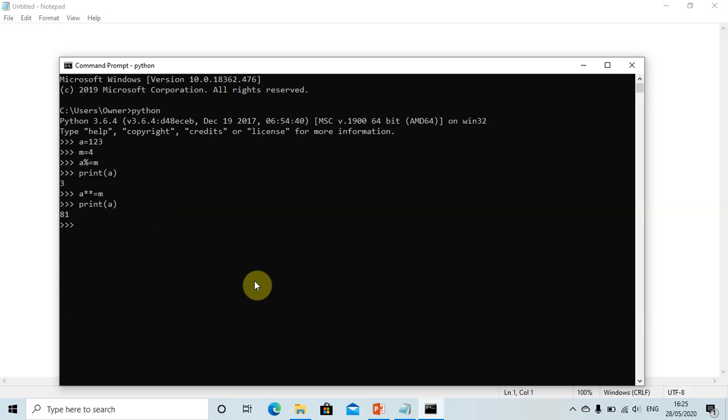Yes. And now comes the last assignment operator, a floor division equal to m, which means a equal to a floor division m. So our a is 81. 81 divided by 4. Now remember that this will only give us the integer part of the quotient. When I do that, I will get 20. Let's check. Now, if you divide 81 by 4, you will get 20.25. But as I told you, floor division will always give you only the integer part of the quotient. That is why it gave you 20.